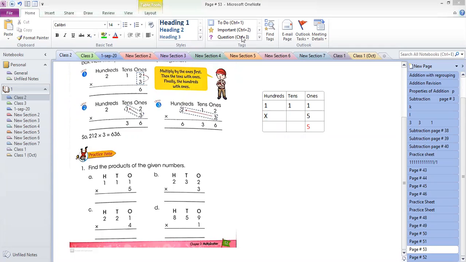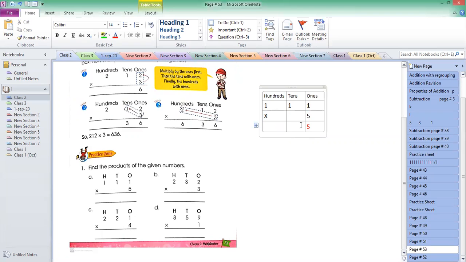So we know that whenever we are multiplying, we multiply ones first. On the ones position, there's 5 and 1. Now I need to multiply ones by tens. Tell me the two numbers which I need to multiply. 5, because I am multiplying this 5 by this 1. So 5 multiplied by 1 is equal to also 5. Very good.